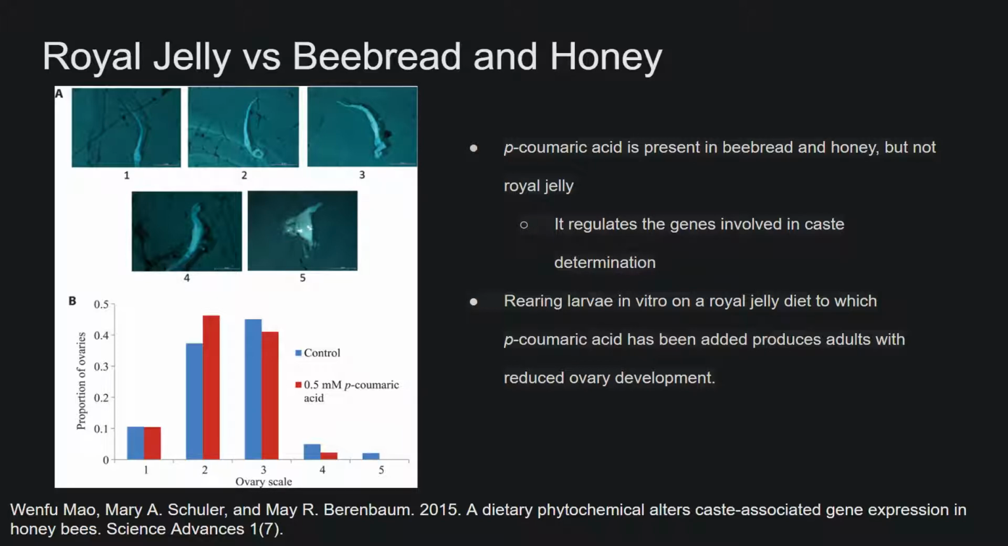Rearing larvae in vitro on a royal jelly diet to which P-coumaric acid has been added produces adults with reduced ovary development. In this figure, A shows ovary development scale of 1 to 5, 1 being undeveloped to fully developed at 5. B shows distribution of ovaries according to level of ovary development in newly enclosed adult bees reared in vitro on diets with and without P-coumaric acid.